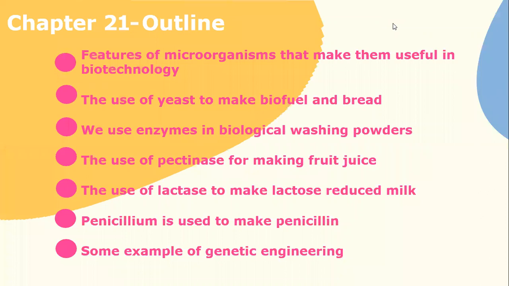In this chapter, you will find out about features of microorganisms that make them useful in biotechnology, the use of yeast to make biofuel and bread. We use enzymes in biological washing powder, the use of pectinase for making fruit juice, the use of lactase to make lactose-reduced milk, penicillin is used to make penicillin, and some examples of genetic engineering.